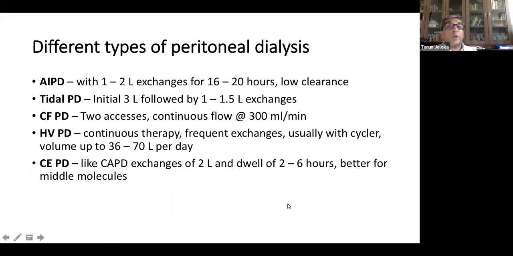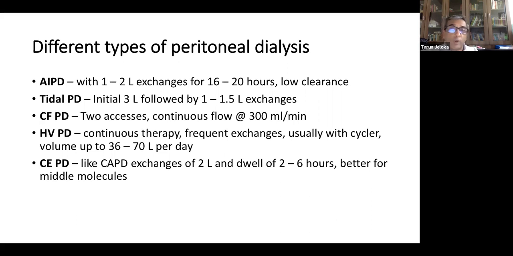So let's talk about what are different types of peritoneal dialysis. So peritoneal dialysis can be acute intermittent peritoneal dialysis, which we normally do by stiff catheter, but nowadays bedside Tenckhoff catheter can also be inserted, and that is done in acute stages where there are 1 to 2 liter exchanges. So you can put in 1 liter or 2 liters depending upon the size of the patient, and that can be continued 16 to 20 hours. Clearance is low, but it takes over the tide and patient stabilizes.